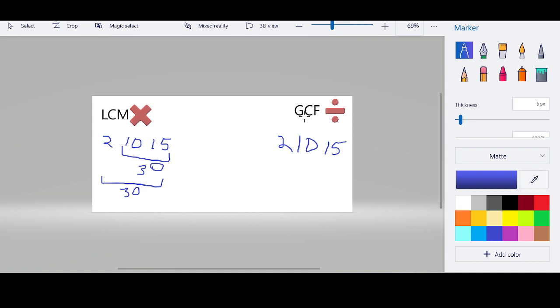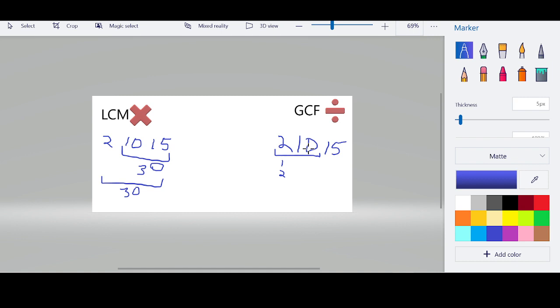Now, for the GCF, I have to divide. So, what number can I divide both? And I'm going to start with the smallest numbers first. All right. So, for finding the greatest common factors, we look at the small numbers. So, I can divide this by 1 and this by 2. And that's it.